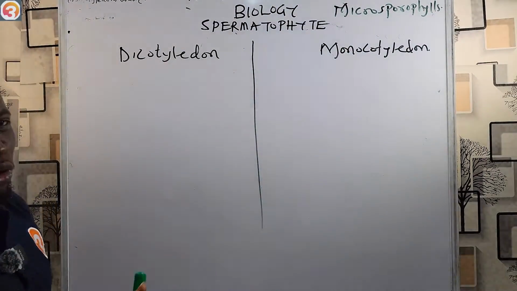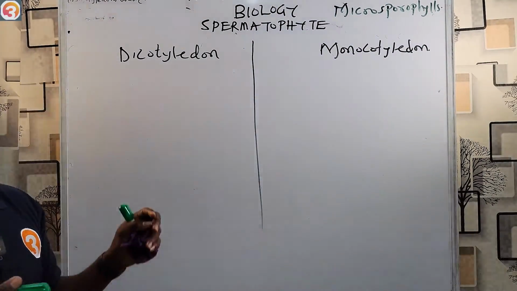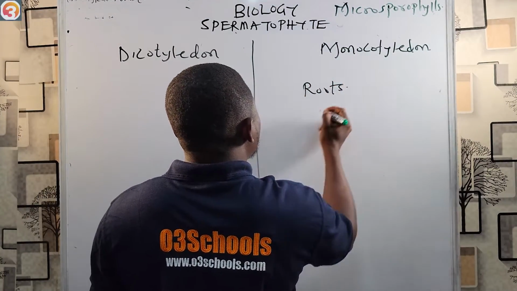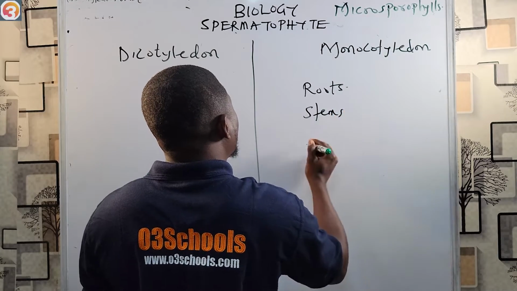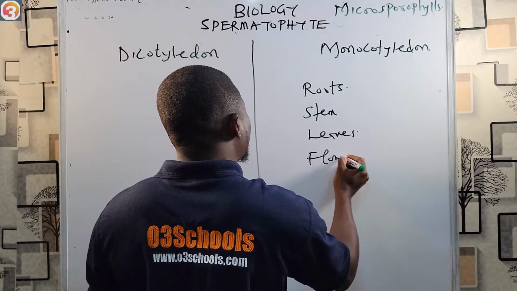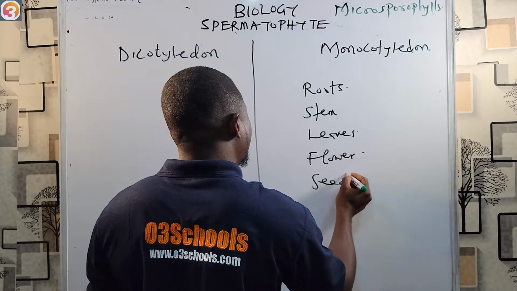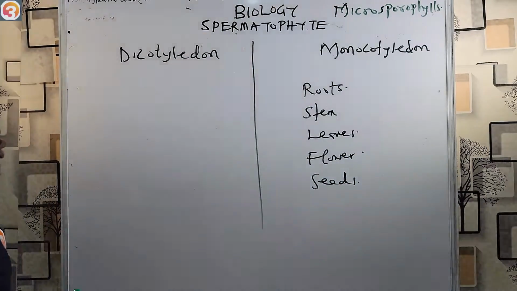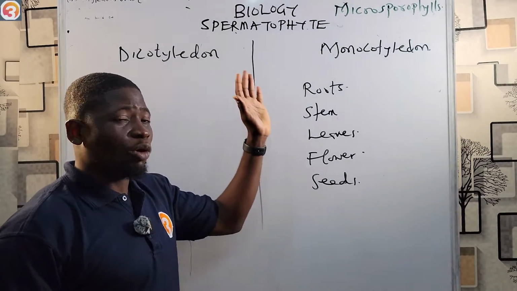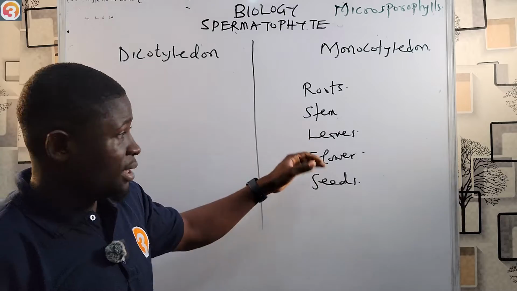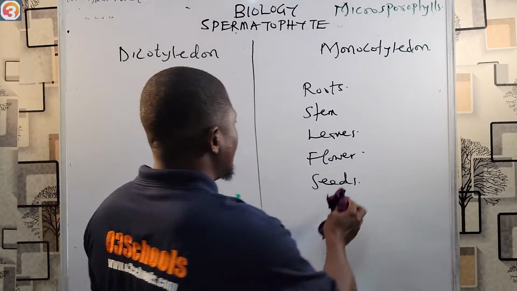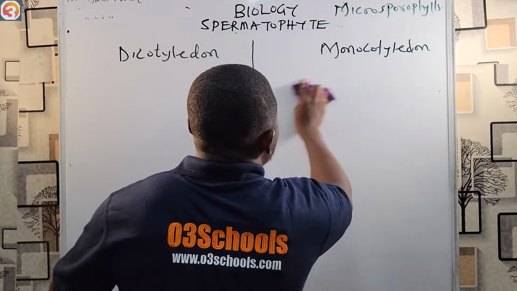Now, the major differences between monocots and dicots are in their roots, in their stems, in their leaves, their flowers, and their seeds. The differences between dicots and monocots are based on this. The differences occur in their roots, in their stems, in their leaves, in their flowers, and their seeds.